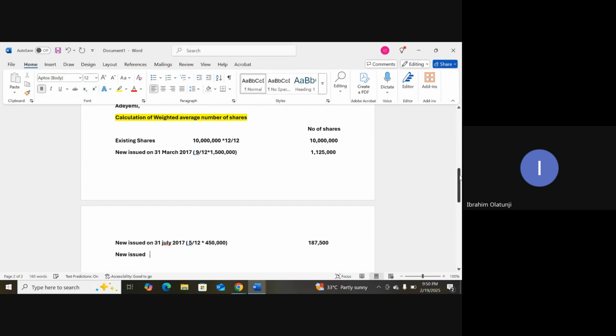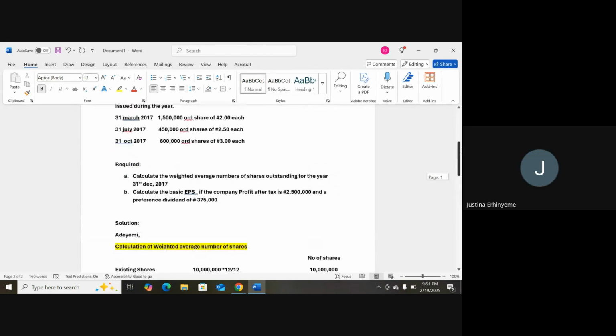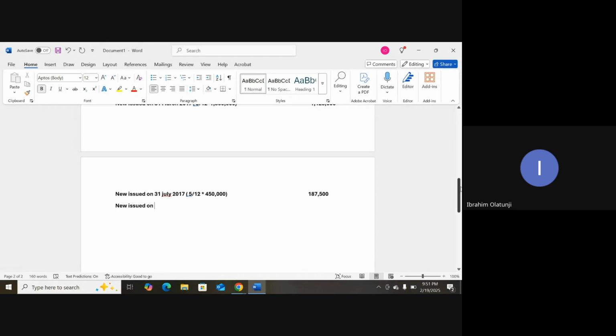on which period? 31st October. October 2017. So based on the explanation, how many months are you prorating? 2. So 2 over 12 multiplied by the number of shares. Then what do you have? 100,000.